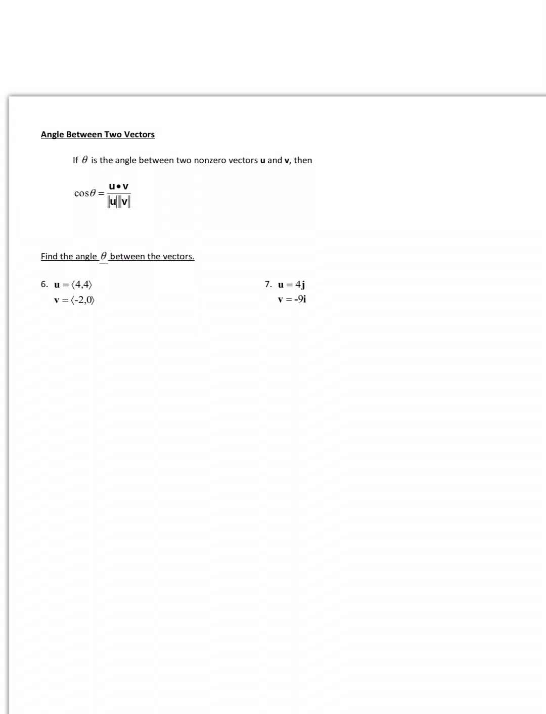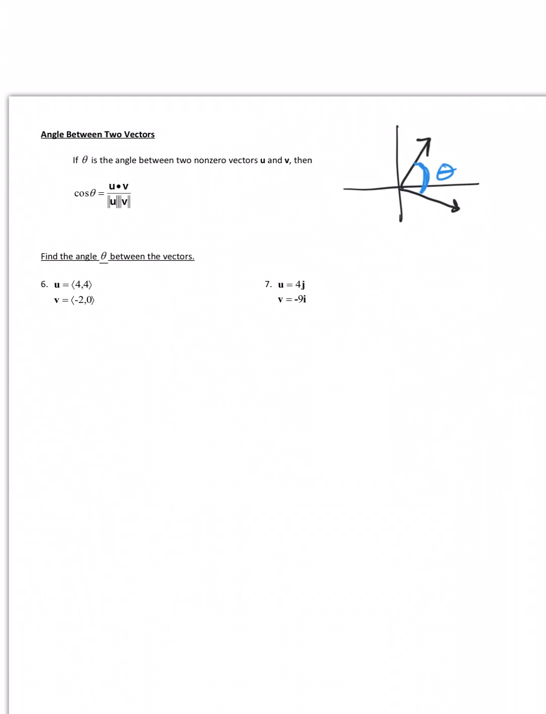Now, one last thing here. We want to find the angle between two vectors. What the heck does this mean? Well, let's say here's my coordinate plane, and I have a vector here, and I have a vector here. If I want to know this angle between them, that's angle theta, and I want to find that angle between those two vectors. So here's the formula we're going to use. It's the cosine of theta is the dot product of U and V over the product of the magnitude of U times the magnitude of V.